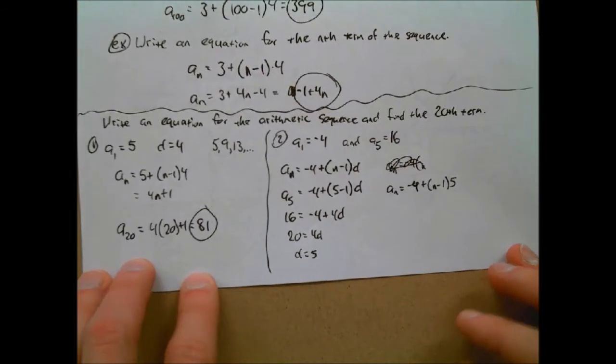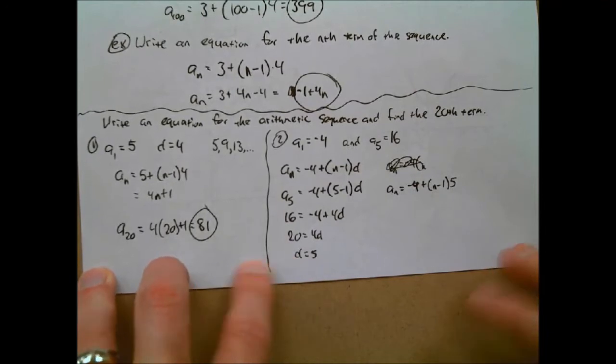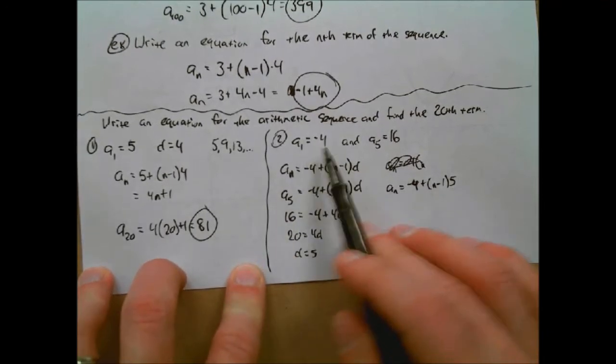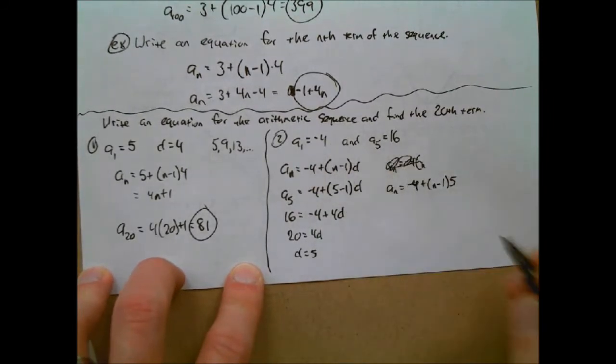The common difference, as it turns out, is the slope, too. So another way you could have done this is just use the slope formula with the points 1, negative 4, and 5, 16. That'll also get your common difference.